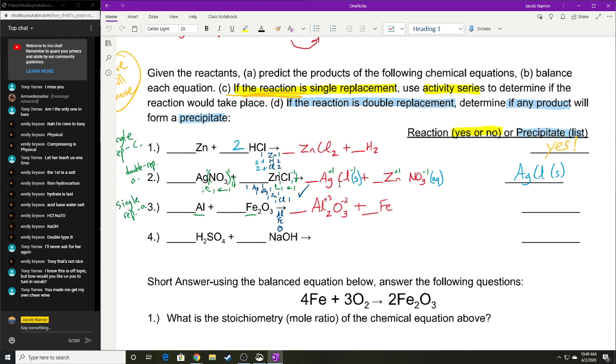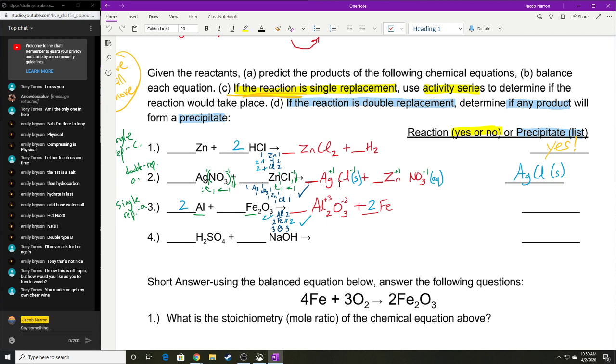There's 1 aluminum on the left, 2 aluminum on the right. There's 2 iron on the left, 1 iron on the right. 3 and 3. So yeah, this is pretty easy. If I put a 2 in front of Al, that makes it so I have my aluminums fixed. If I put a 2 in front of Fe, that means I get my irons fixed. So pretty easy. Balanced.